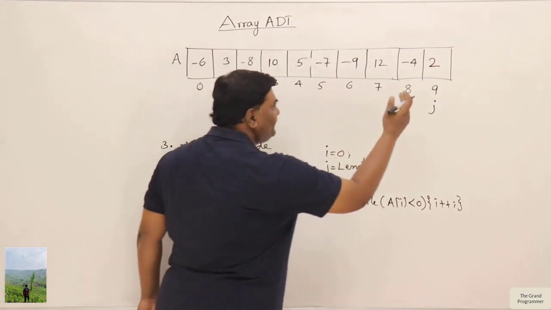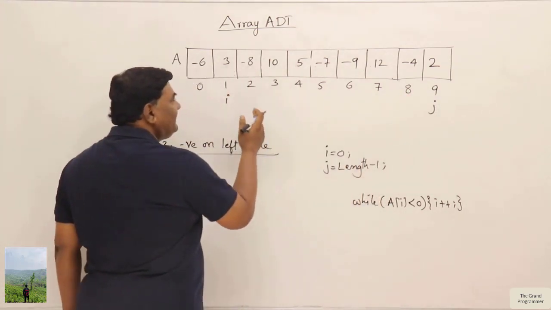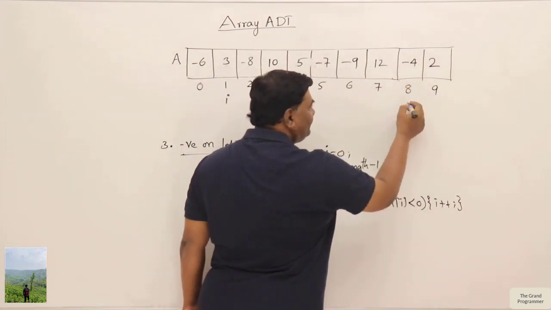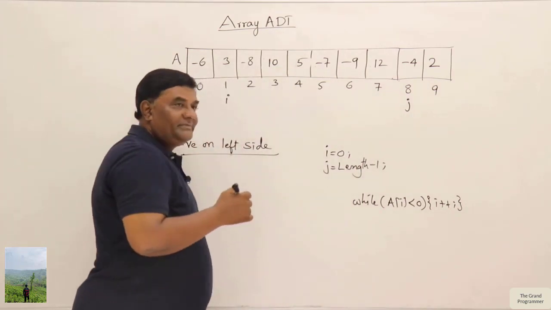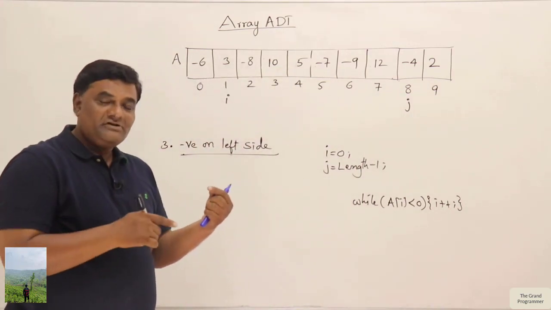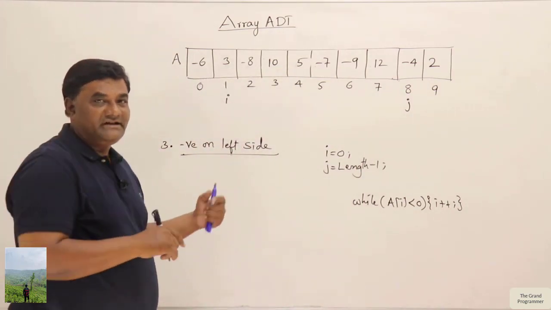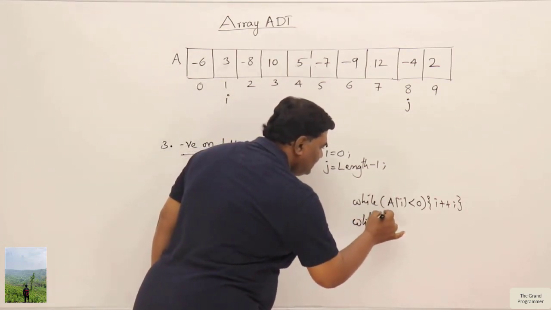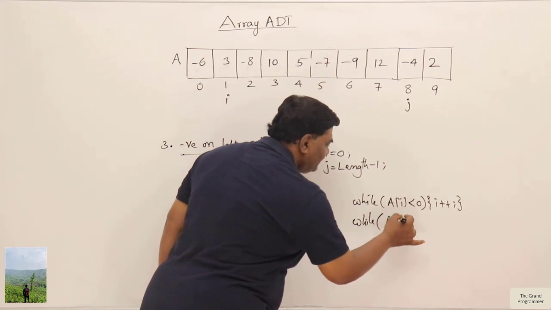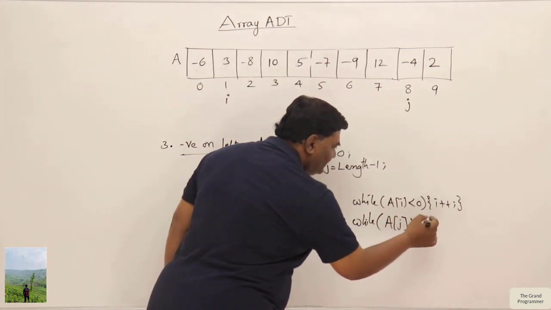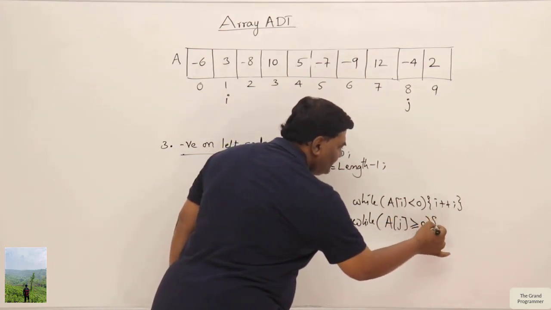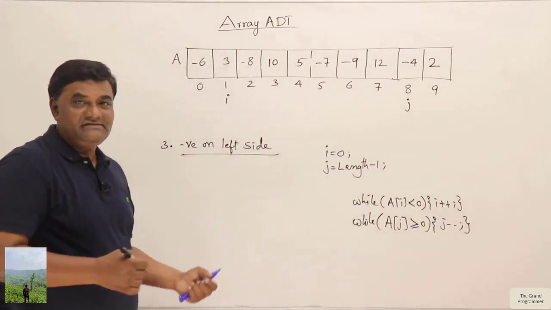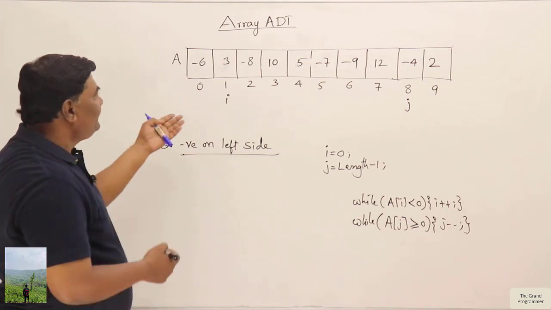In the same way, j should be decremented until it gets a negative number. Is it a negative number? No. Is it a negative number? Yes, stop. So j should decrement if the number is positive and stop if the number is negative. So: while a[j] is greater than or equal to 0, j--. If it is less than 0, it should stop. So yes, we got the numbers.